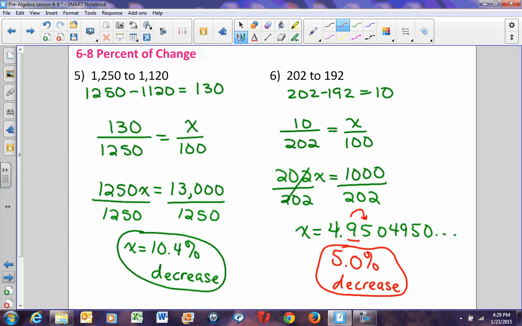Finding percent of change: find the amount of change, put that over the original, equals x over 100, and solve the proportion. A very simple process.